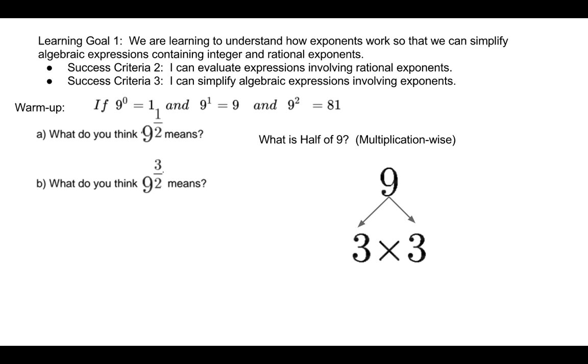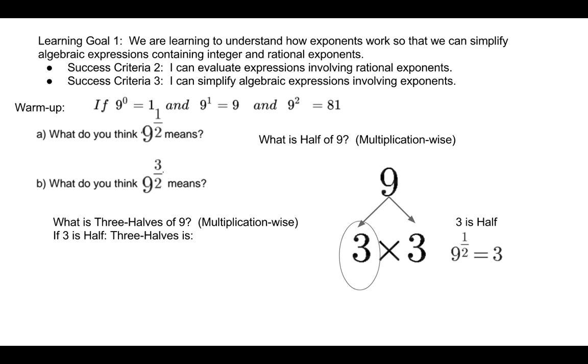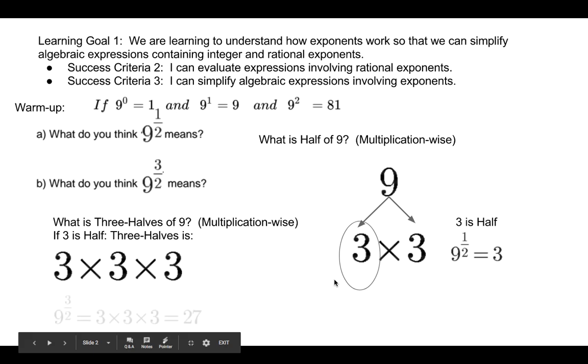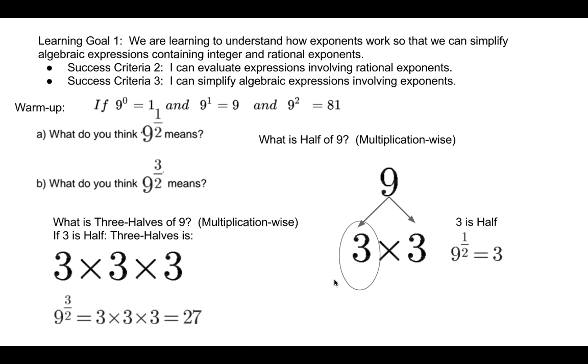So we've got 9 to the 1 half equals 3. 3 halves of 9 is just 3 of those. So 3 times 3 times 3. But we're thinking in terms of halves, and so that extra 3 there would be the other half. So 9 to the 3 halves would be 3 times 3 times 3, which is 27. Which is actually right in the middle, multiplication-wise, of 9 and 81, because if you multiply 9 by 3, you get 27, and 27 by 3, you get 81.